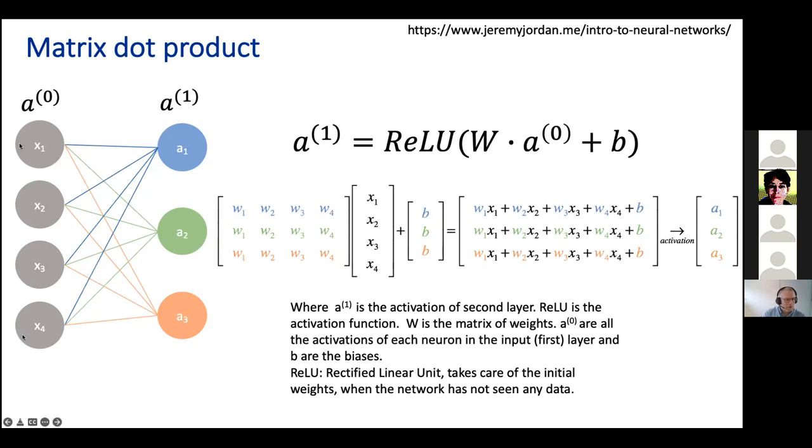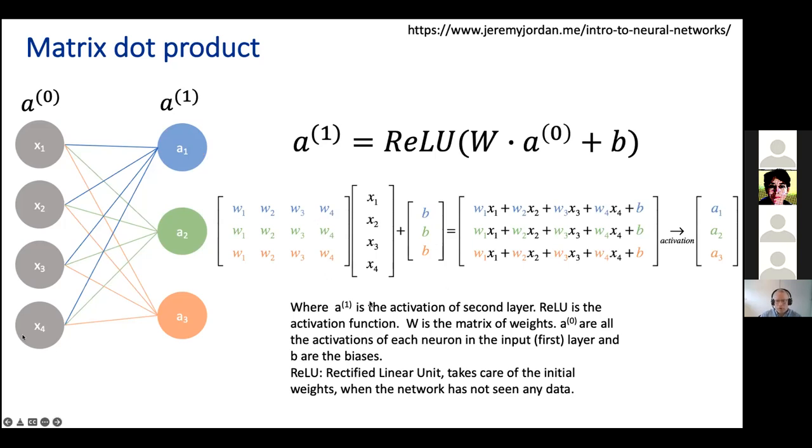So first, look at the input layer. X1 to X4 are inputs. The lines between the input layer and the first hidden layer are the weights. And the activation of the second layer is dependent on the input: the activation of the input layer times the weight plus the bias. And the bias, again, is the threshold that is set for that specific layer. So if that multiplication is below the threshold, we don't have an activation of that unit.